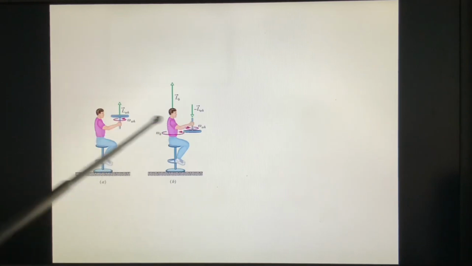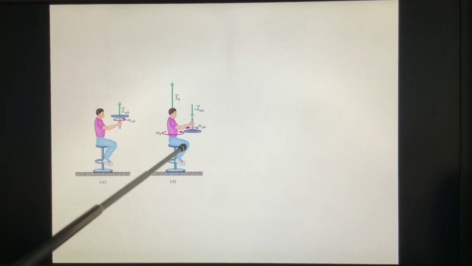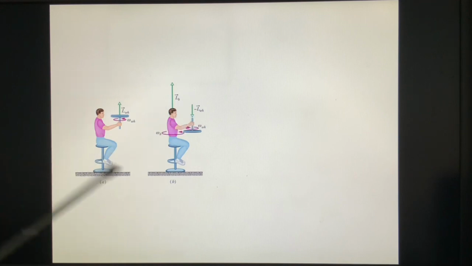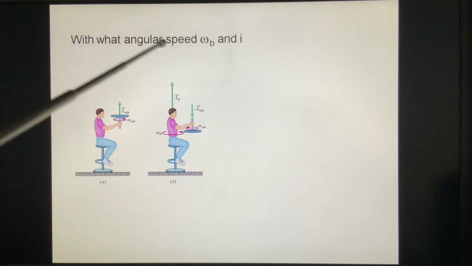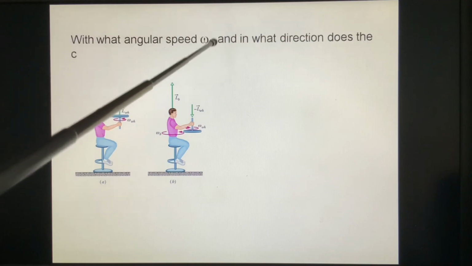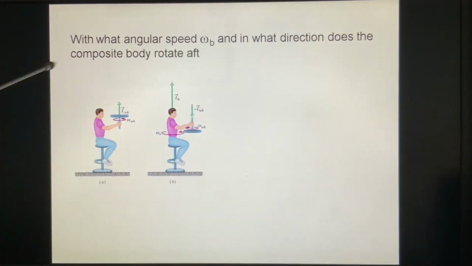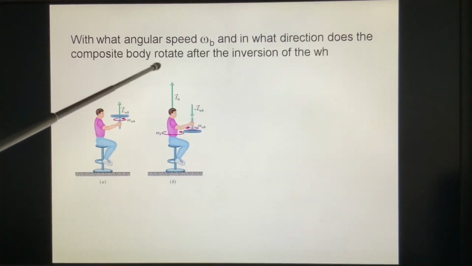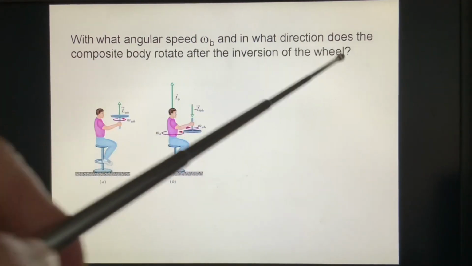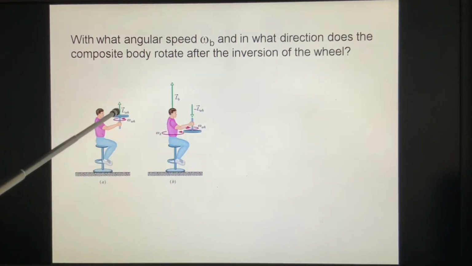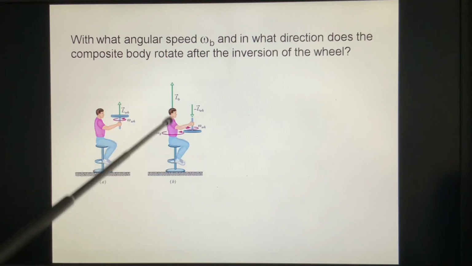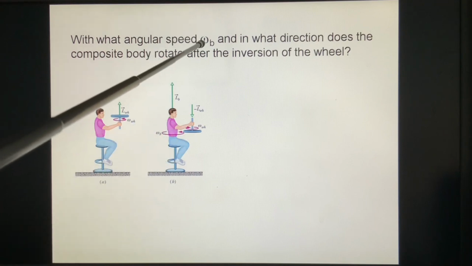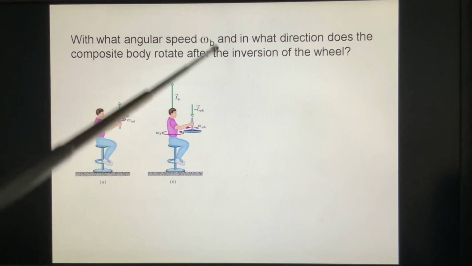Now, we rotate this up. Now it's going down. And then the student asks: with what angular speed omega_B, and in what direction, does the composite body rotate after the inversion of the wheel? Originally it's going up, now it's turned down, and then it started to rotate. I want to find the angular speed and the direction.